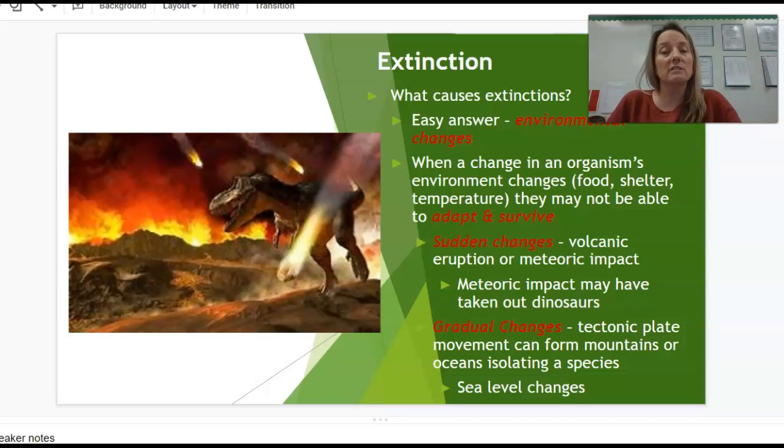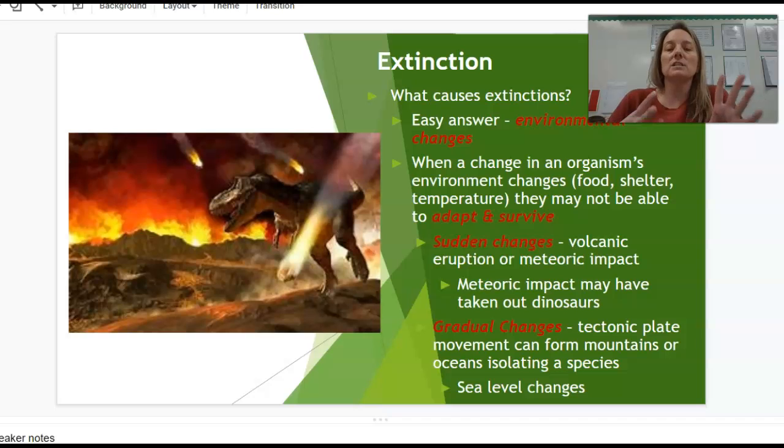Well, what causes extinctions? The simplest answer is environmental changes. Something happened to that organism's environment that it could not adapt to quickly enough, like when their food source, their shelter, or the temperature is altered. If something that lives in very hot temperatures was put in very cold temperatures, it would not necessarily be able to easily adapt and survive, and probably most of that species would die off, if not all.